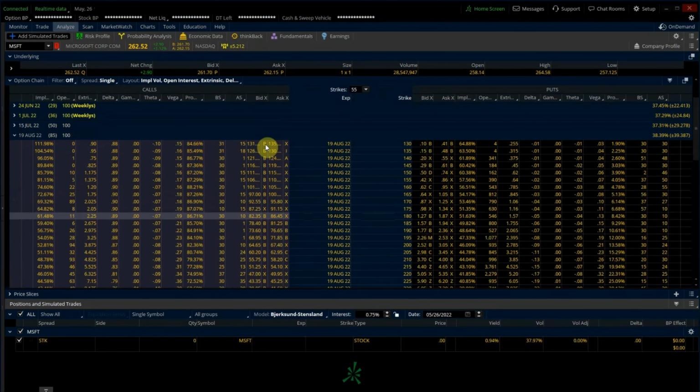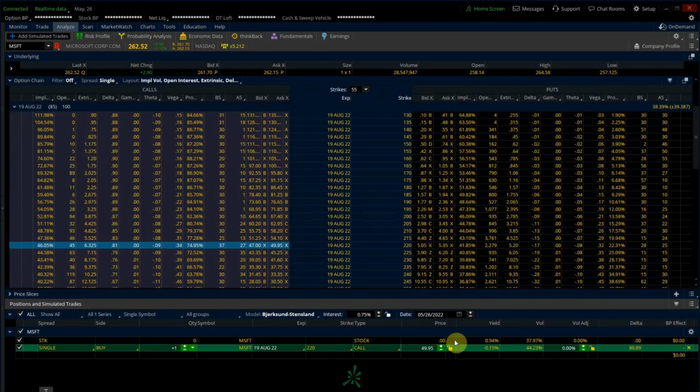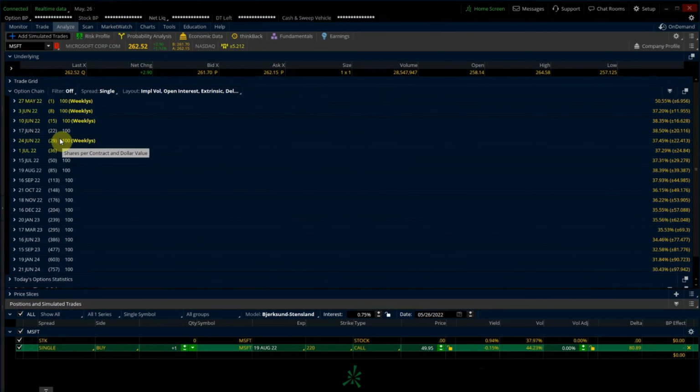Okay? And I scroll all the way down looking for delta 85 to 75, okay? So I will likely pick the one on strike price of 220, delta of 81, okay? I'm going to buy this and it's populated over here. And now for the second leg of the diagonal spread, I will need to sell a nearer dated call option.